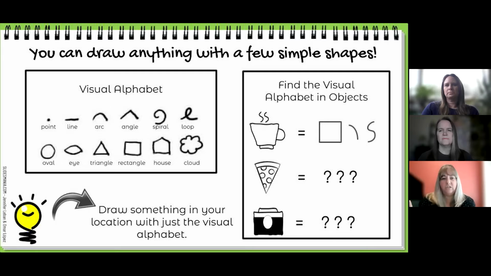So as we continue on, maybe take a moment, look around your location, and see if there's something you can draw using just the visual alphabet, and maybe add it to the sketchnoting that you were creating with the 5 elements that Tanya just shared with you.